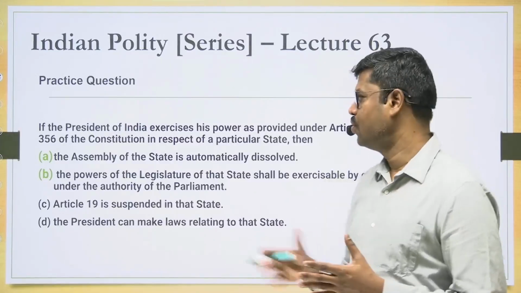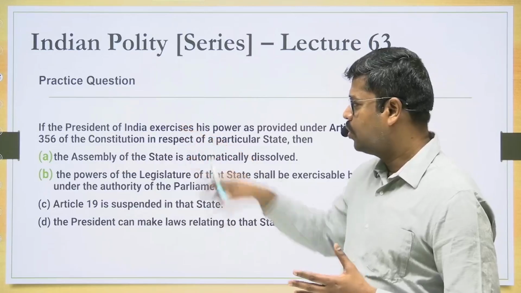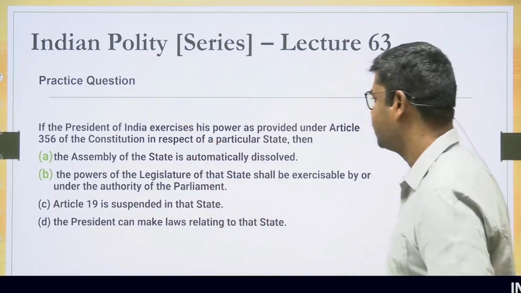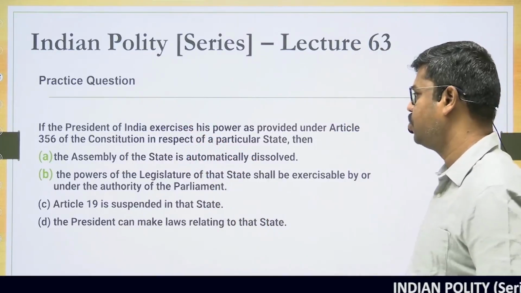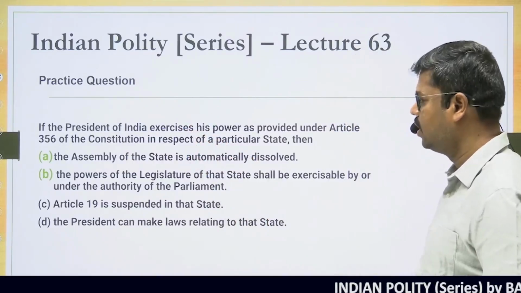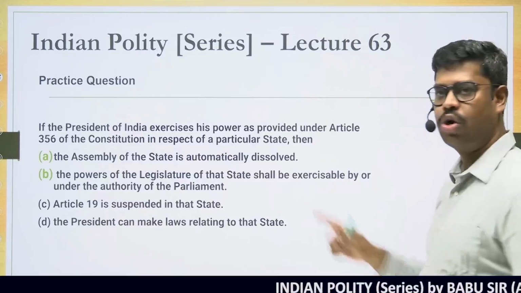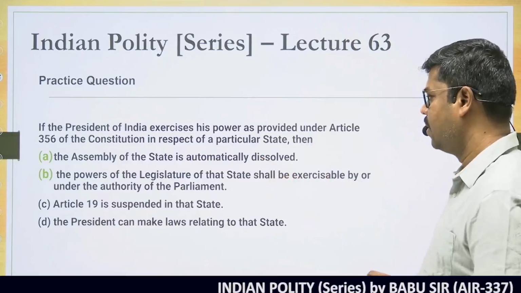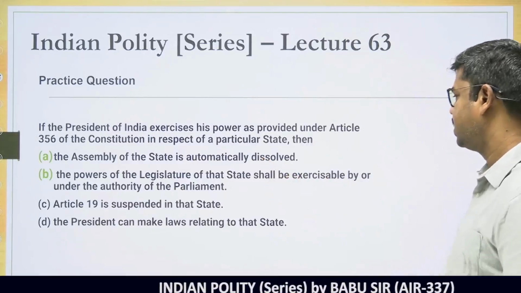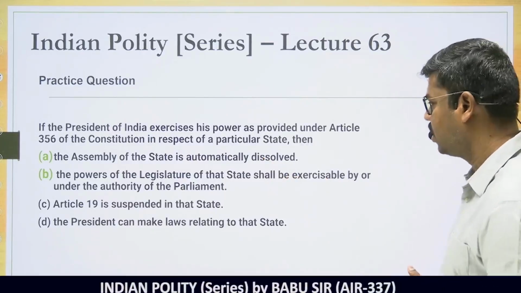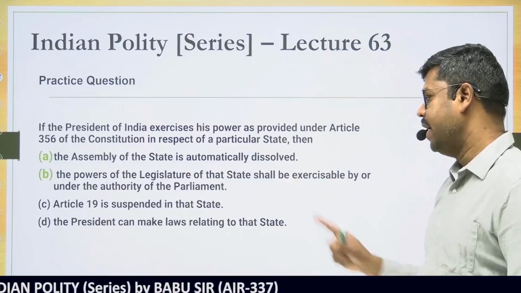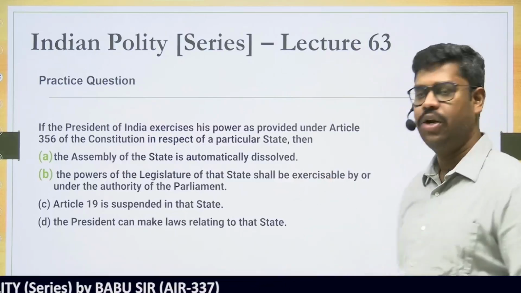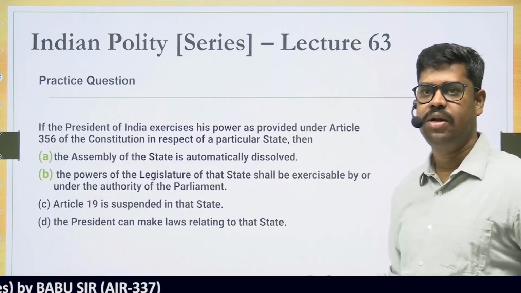All right. So look into the question. If the President of India exercises power as provided under Article 356 of the Constitution in respect of a particular state, then A, the assembly of the state is automatically dissolved. B, the powers of the legislature of the state shall be exercisable by or under the authority of the parliament. C, Article 19 is suspended in the state. D, the president can make laws relating to that particular state. So try to answer this particular question.